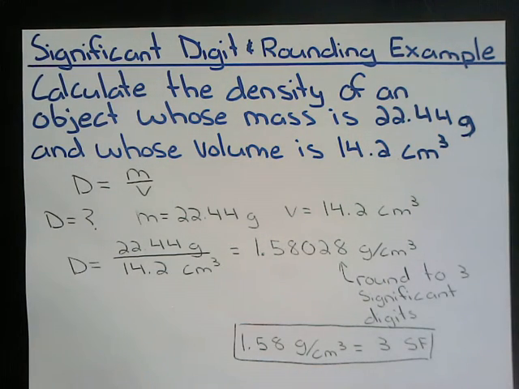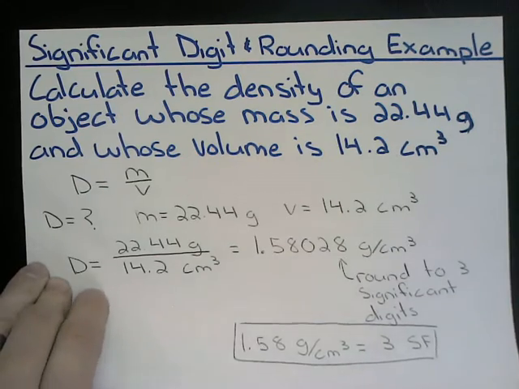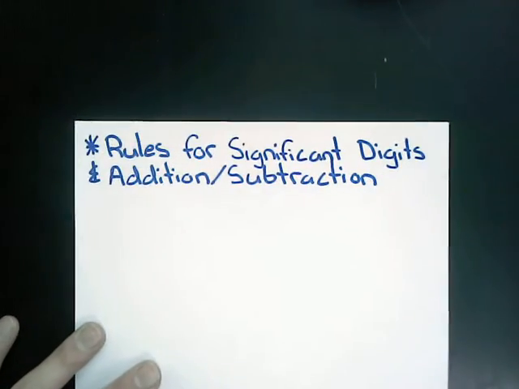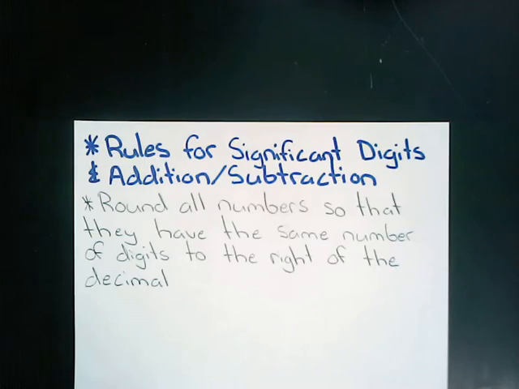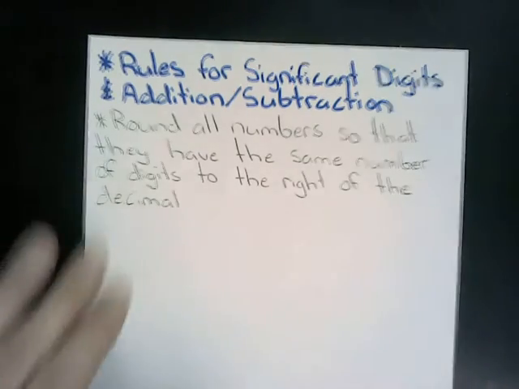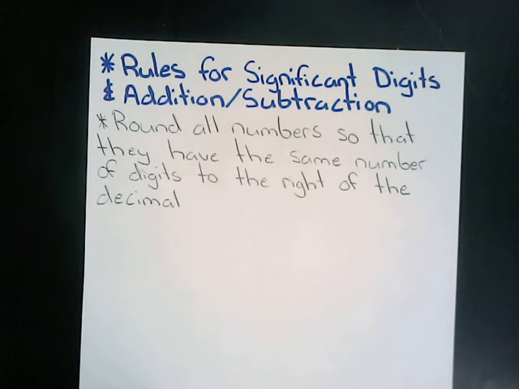Okay, so now I know a little bit more of our rules here, but we have to talk about addition and subtraction, and then we'll get to multiplication and division. So our rules for addition and subtraction in relation to our significant digits is this. We need to round all numbers so that they have the same number of digits to the right of the decimal. And so to do this, I know that's kind of a broad statement, we have steps we can follow.